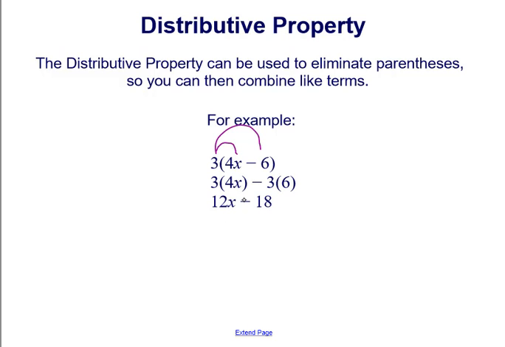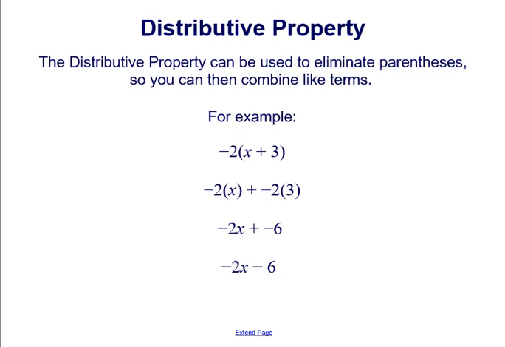We don't go any further, but if we could combine the like terms, now we would have the opportunity because the parentheses are gone. Let's look at one more example. Here we have negative 2 times the quantity of x plus 3. So again, using the distributive property, we're getting rid of the parentheses around the x plus 3, or we're getting rid of the parentheses in the expression completely.